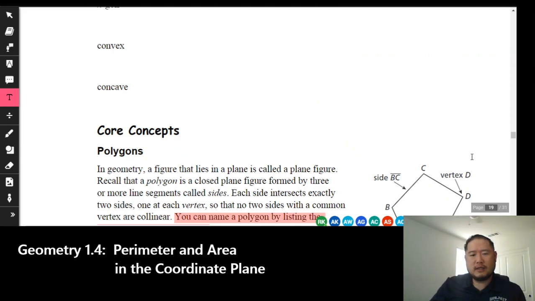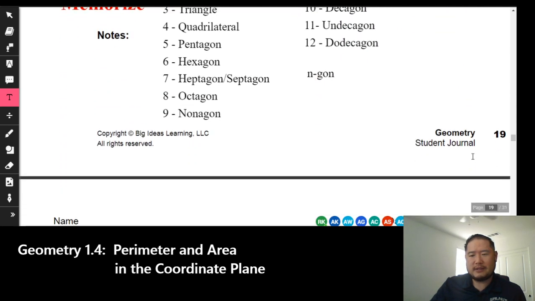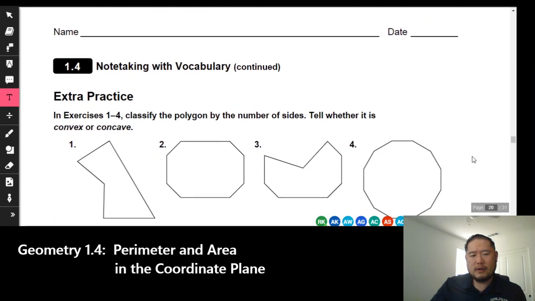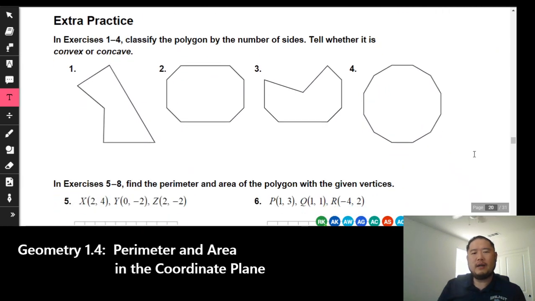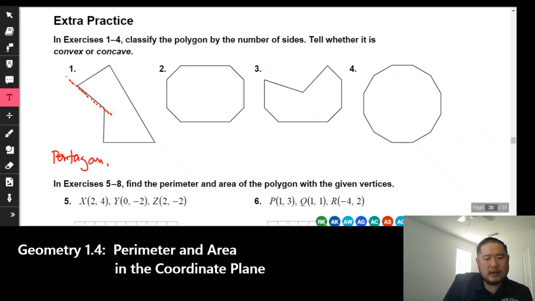So let's take a look at some of our extra practice right here. We want to classify the polygon by the number of sides, convex, concave. I take a look right here at this side, it looks pretty suspect. If I draw a line that extends out, it goes into the inside of the polygon. So that tells me that this right here is concave. By the number of sides, it has 5 sides, so we have a pentagon, and it's concave.